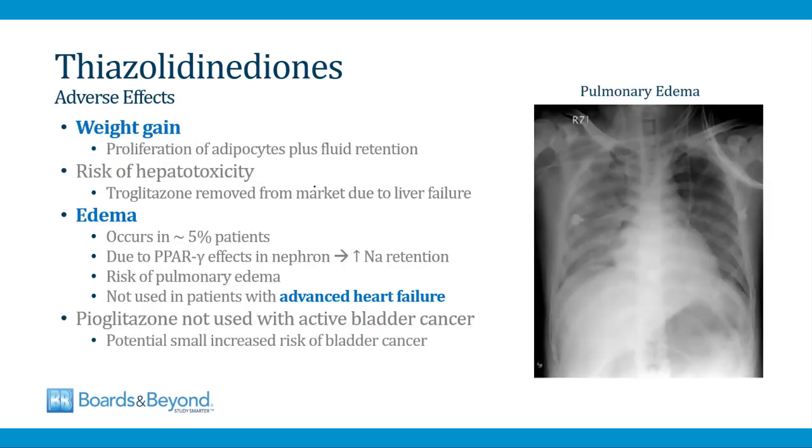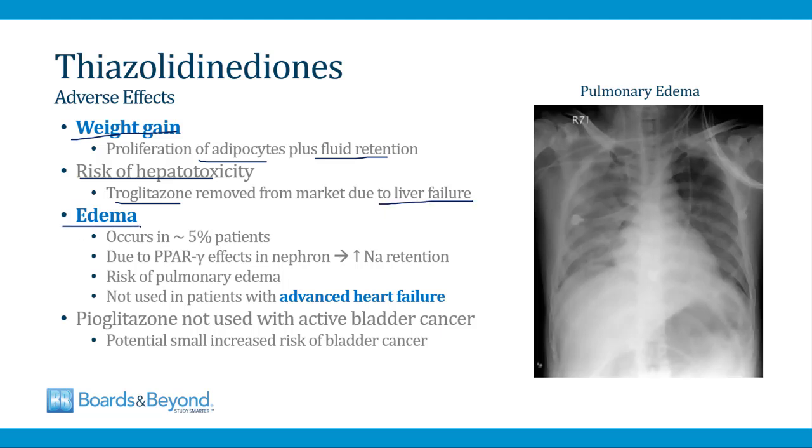The most important thing to know about these drugs is their side effect profile, because this often comes up in board questions. So first of all, they can cause weight gain, and that's because, as I said on the last slide, those PPAR gamma receptors are found in adipose tissue, so they can cause proliferation of adipocytes. They can also cause fluid retention, and both of these things can lead to weight gain. There is a risk of hepatotoxicity. An older drug, troglitazone, was removed from the market due to cases of liver failure in patients taking this drug.